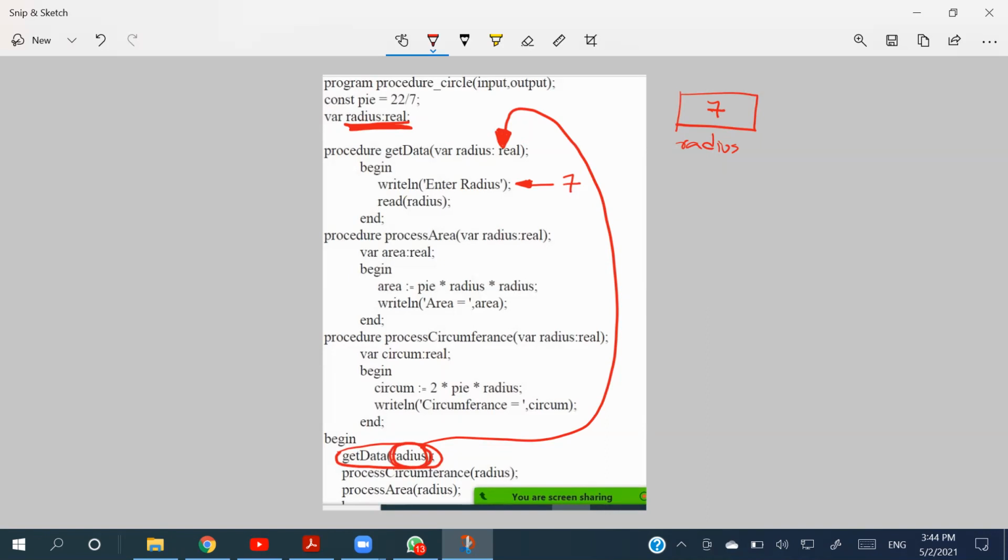So why are they passing something called radius over here? Because in the procedure definition, it says there is a procedure called get data, and it's supposed to get one variable called radius, right? And this is the way they have passed it.